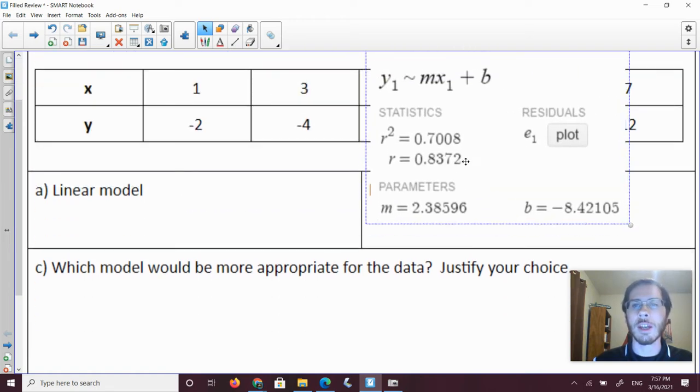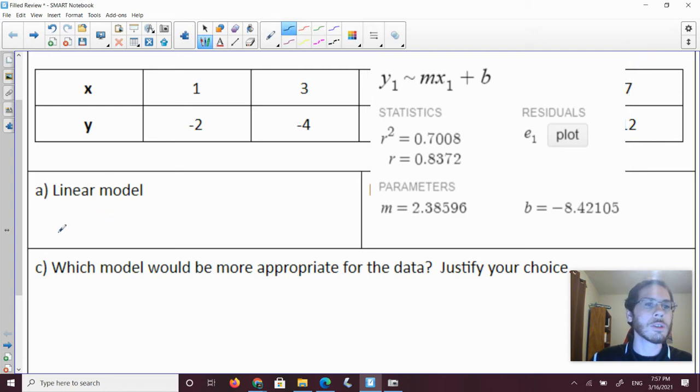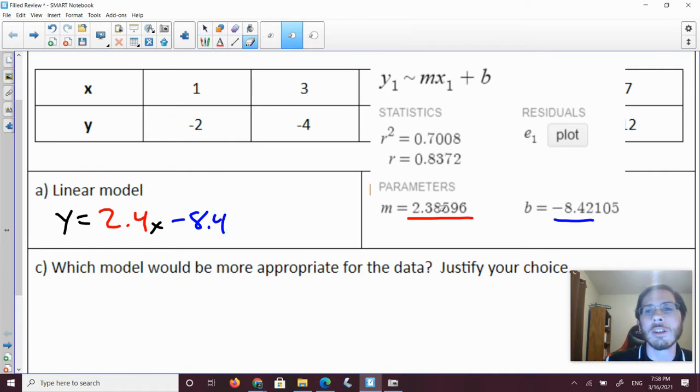So what we see is we've got an m, which is the slope, is 2.38596. So remember, we're doing a y equals mx plus b equation. So y equals, again, m right here is 2.38. So let's call that 2.4. We got the x, and then we have to add the b term. So b is over here, so we'll say minus 8.4. And that's it. That's just our linear model.